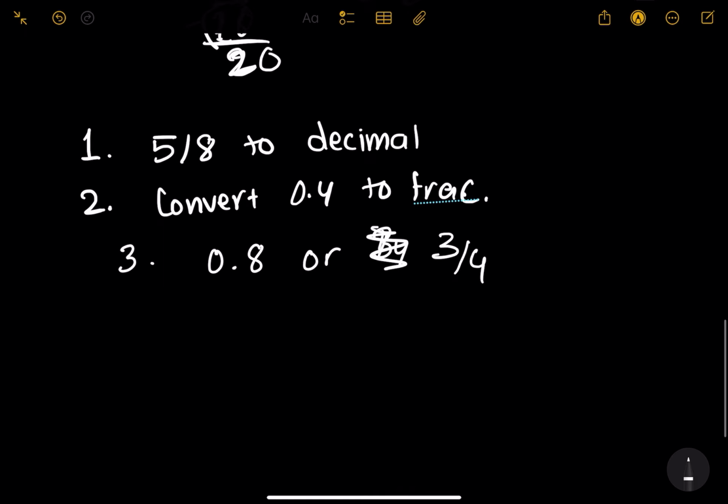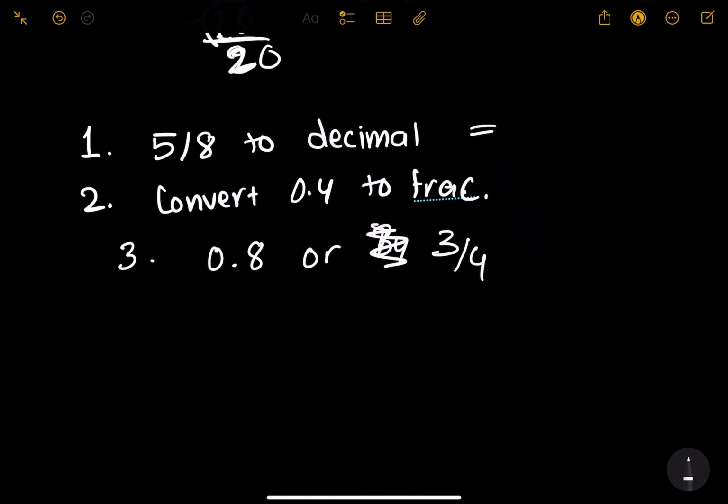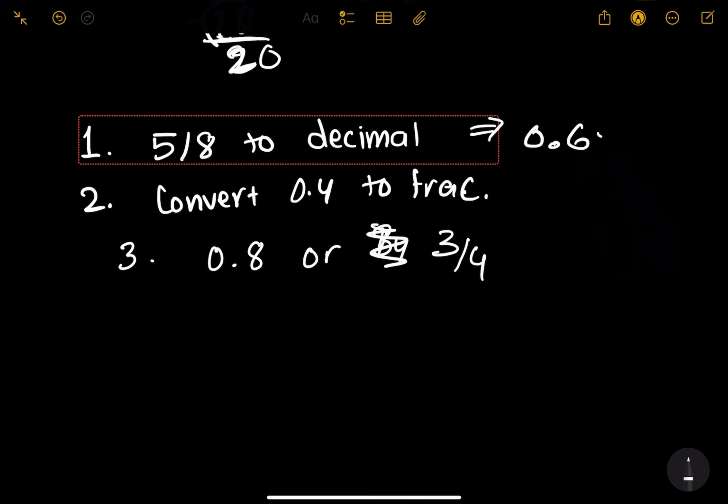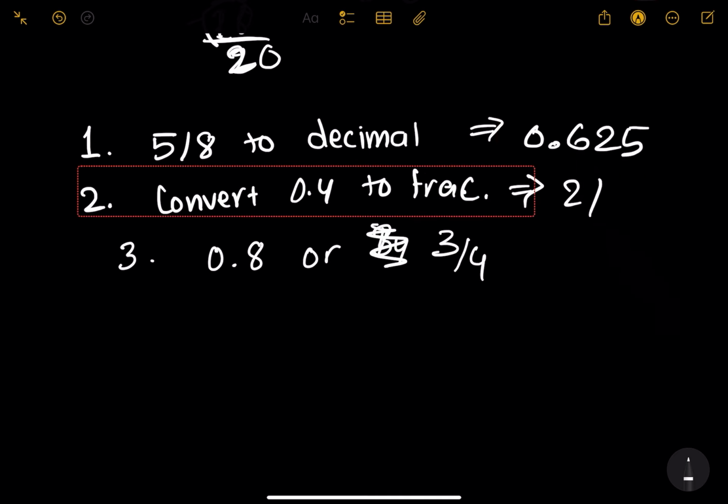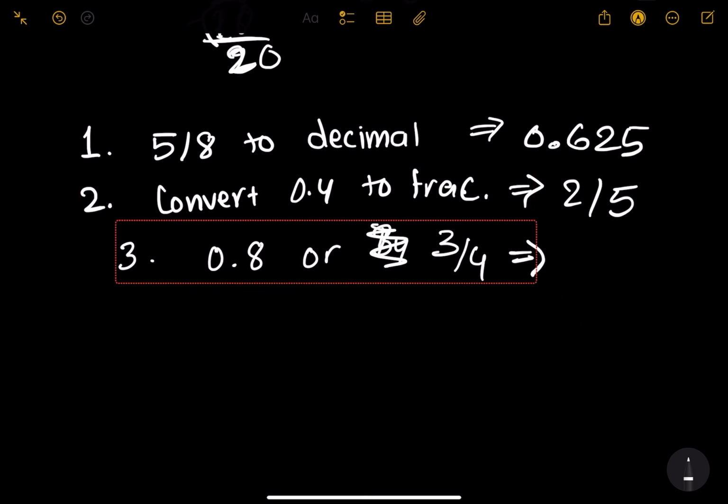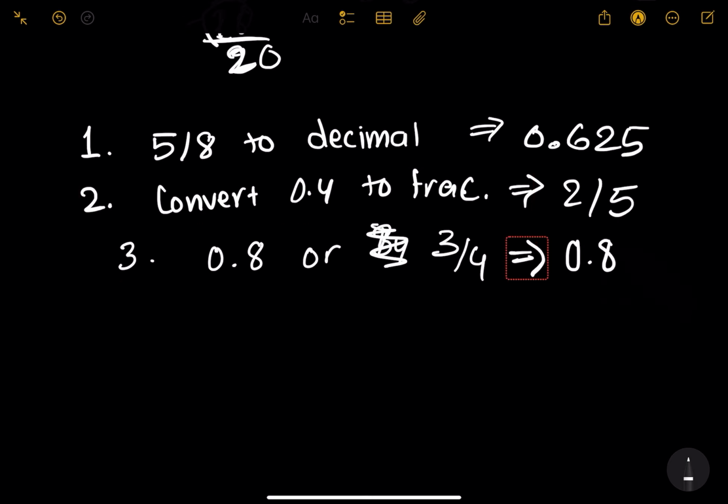Now I'll give you the answers. The answer for the first one is 0.625. For the second one, our answer is 2/5. And then for the third one, 0.8 is bigger.